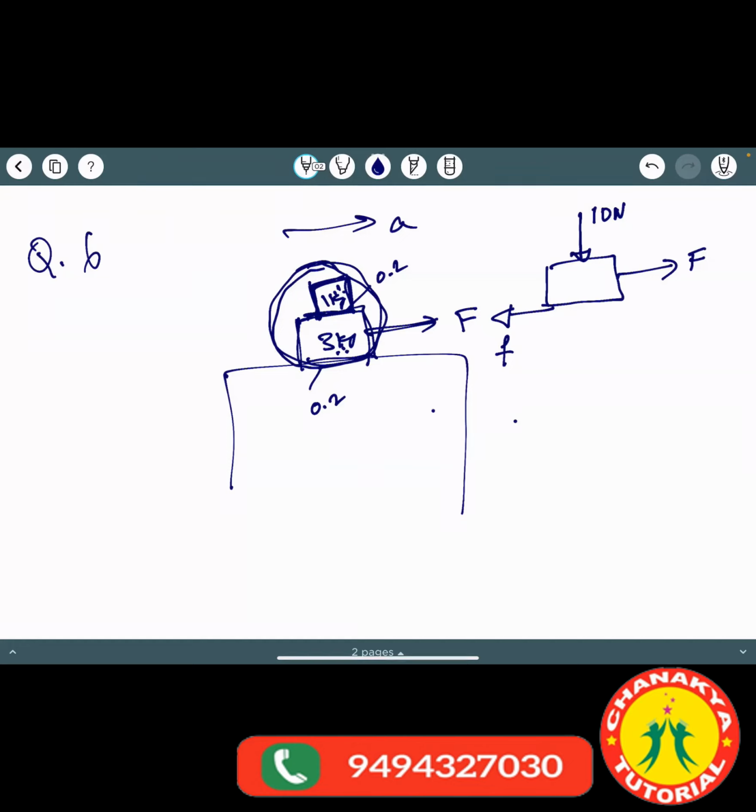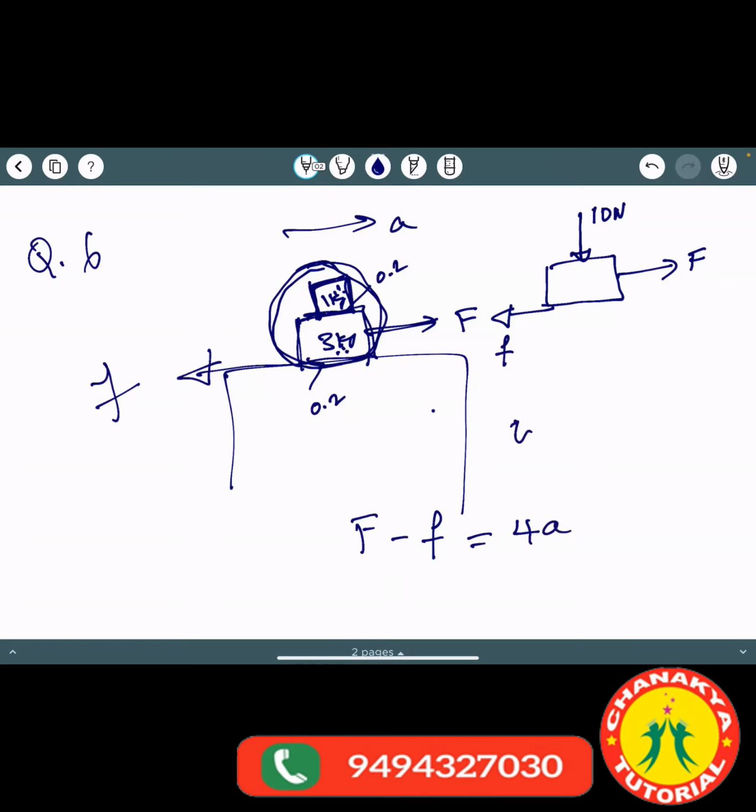So what will be the opposing force? The friction, correct? Supporting force F minus opposing force small f is equal to mass into acceleration. Now the mass is 4 because both are moving together, into acceleration A, correct? No doubt here, right? So 4 into A.